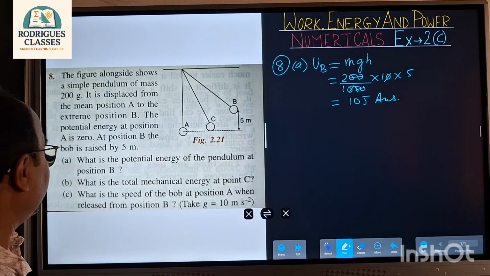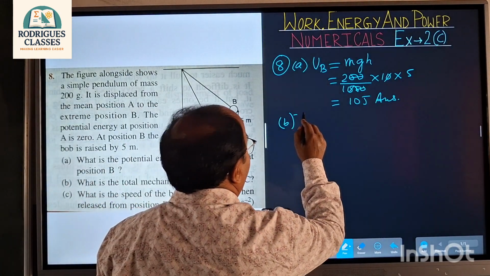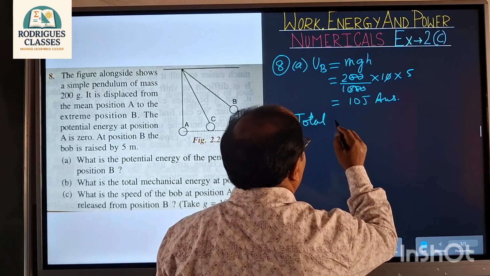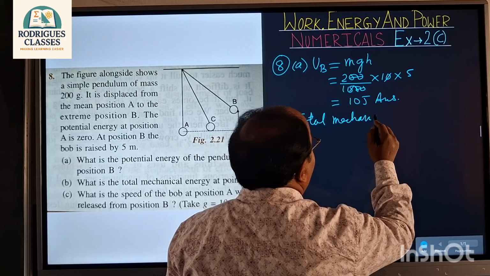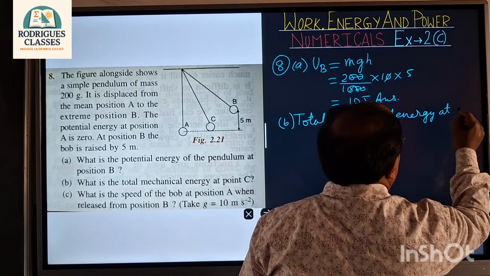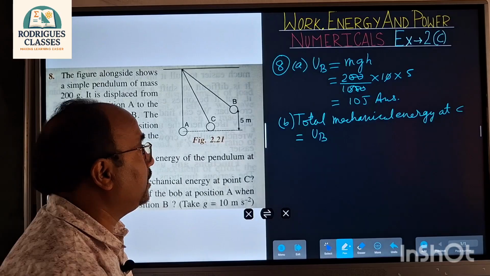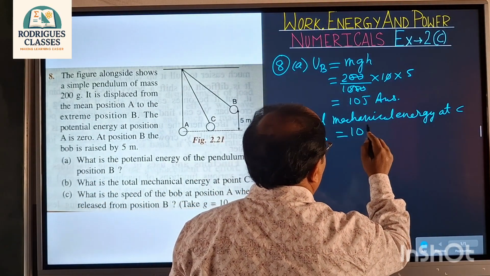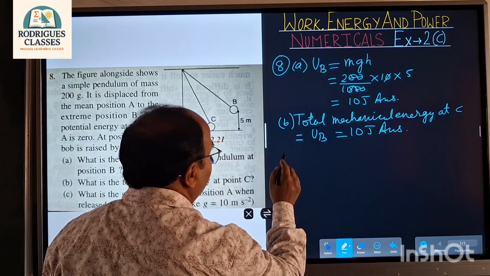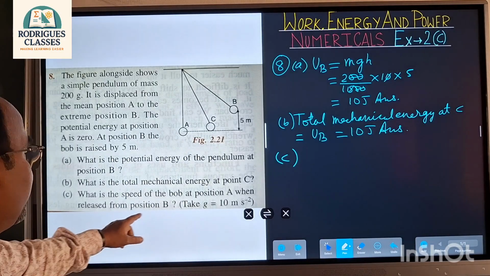What is the total mechanical energy at the point C? So I will write here total mechanical energy at C is equal to the potential energy at maximum height, which was B. And how much was it? It was 10 joule. So we get the answer for this B part also. And now let us see what the C part is asking us. What is the speed of the bob at position A when released from position B?